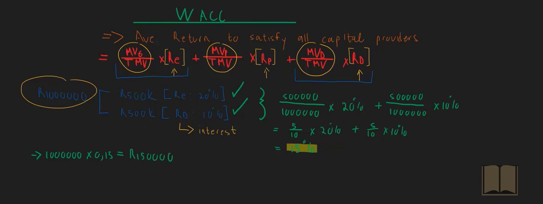Yes, it does. So of the R1,000,000 in total provided, 500,000 was provided by equity providers and they wanted a return of 20%. So on the 500,000 rand that they contributed, they wanted a profit of 100,000 rand. And then of the R1,000,000 provided in total again, 500,000 was provided by the debt providers and they wanted a return of 10%, which means that they wanted 50,000 rand.